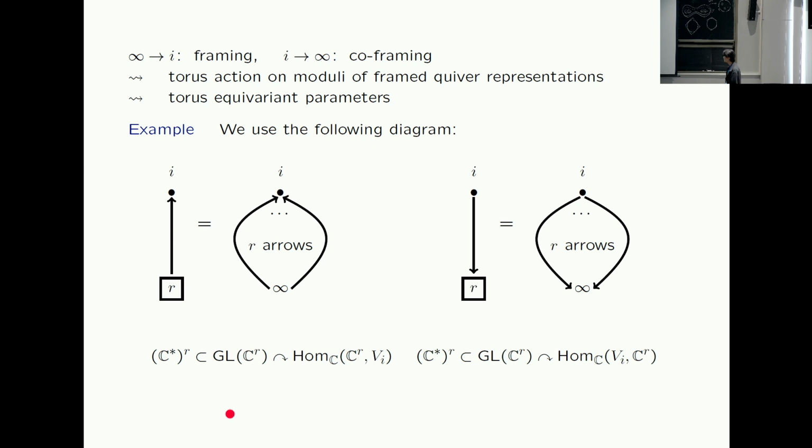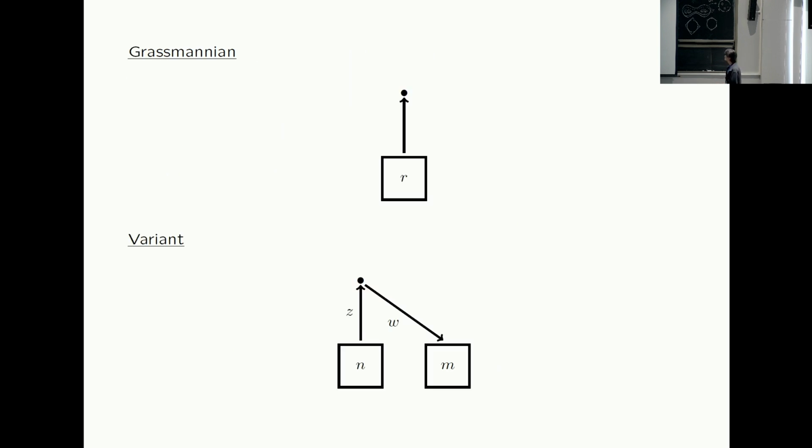Then these r arrows form maps from an r-dimensional vector space, and these r arrows form maps to the r-dimensional vector space. So we get the diagonal torus actions. So this is the Grassmannian. This gives a Grassmannian. So this is the simplest and fundamental example.